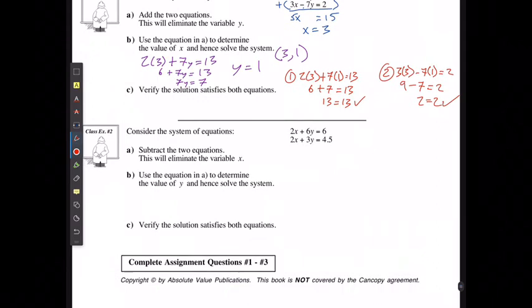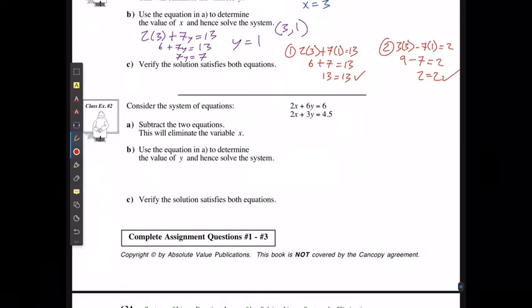Looking at the second example here, consider the following system. 2x plus 6y is equal to 6, or 2x plus 3y is equal to 4.5. Well, in this case, I can see that the x's match. So I'm going to eliminate the x's. Now in this case, if I add the two x's together, I'm going to wind up with 4x, which means that to eliminate, I need to subtract them from each other. Once again, remembering that I'm subtracting everything vertically.